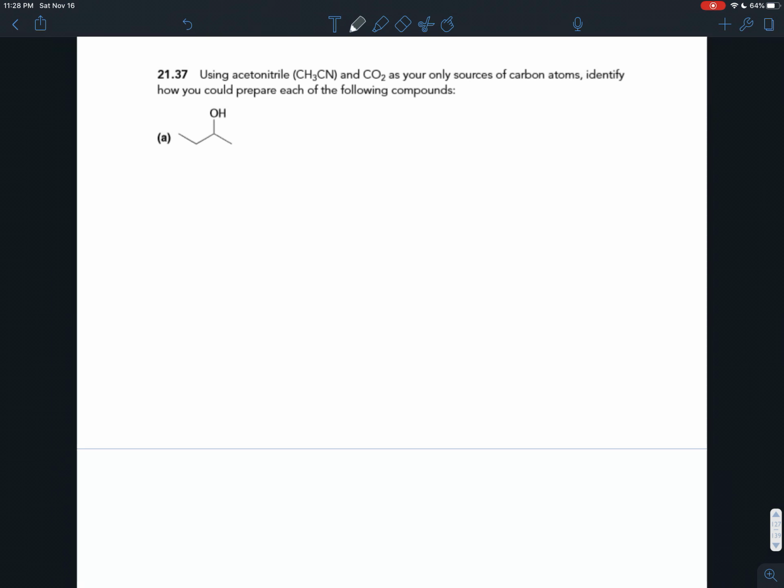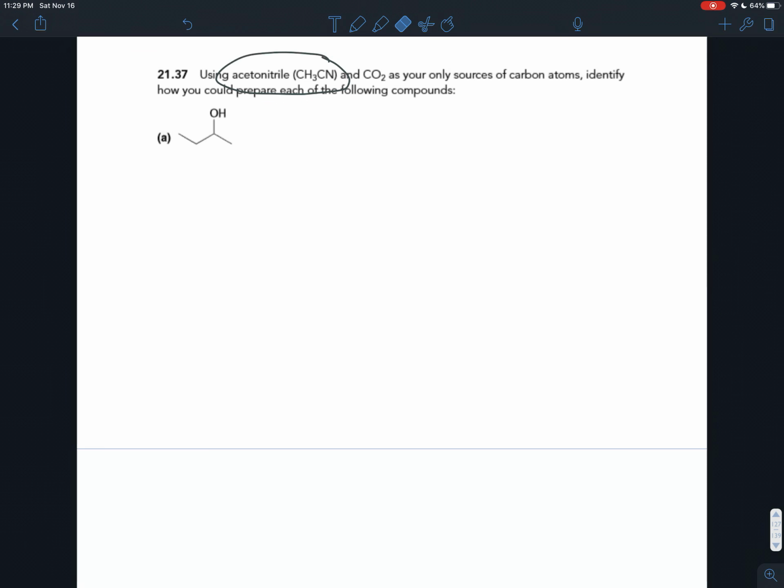Exercise 2137 is asking you to make several different compounds from only two starting materials. Acetonitrile, which is a very common molecule that you'll find in organic and biochemistry labs. It's used as a polar aprotic solvent. Sometimes if something doesn't dissolve in water, you might try dissolving it in acetonitrile.